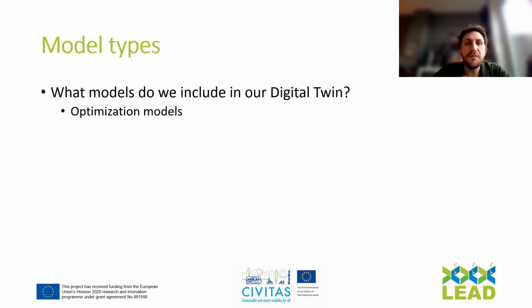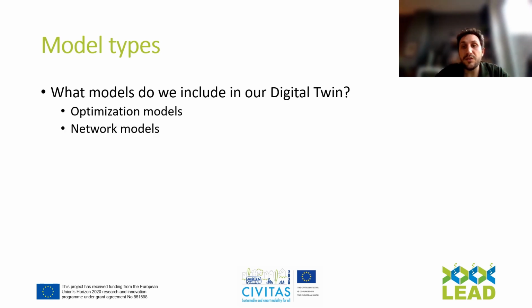So what types of models does our digital twin include, that the LEAD platform includes in its digital twin? Well, first of all, optimization models. Optimization models are models that have an objective function that they want to minimize in the case of a cost or maximize in the case of profit. As a result, we will have, for example, routing that minimizes the cost of delivering a parcel.